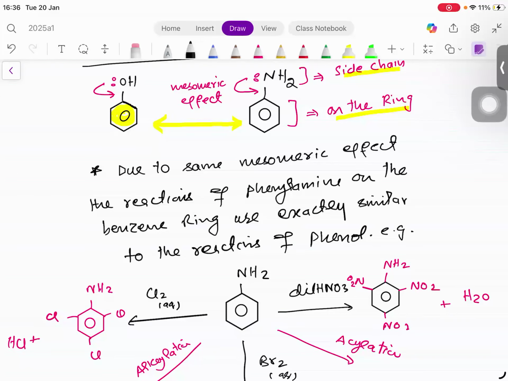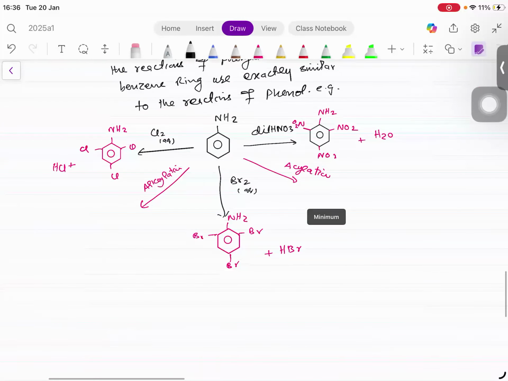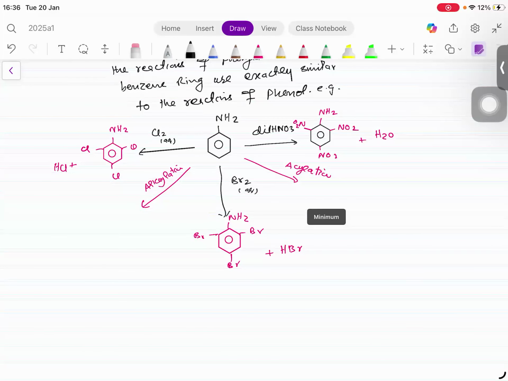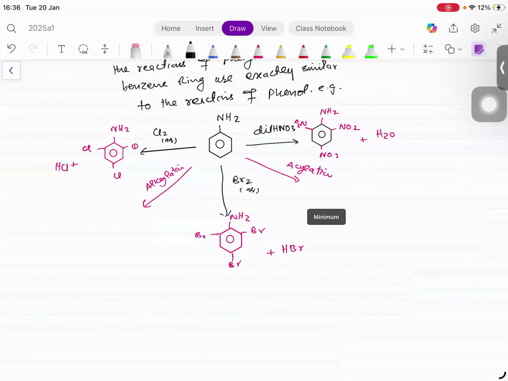has the same mesomeric effect where the lone pair of electrons is delocalized over the ring. Just like that, phenylamine's nitrogen has a lone pair of electrons, which is delocalized over the ring, which increases the electron density of the delocalized pi electron cloud, similar to phenol. Hence, the benzene ring of the phenylamine is also very active. So, therefore, you see the reactions taking place on the benzene ring are the same. Nitration with the same reagent and condition, chlorination, bromination, and alkylation, acylation, just like phenol.